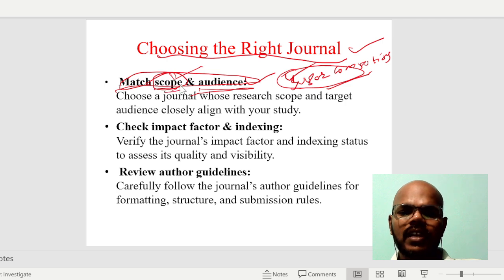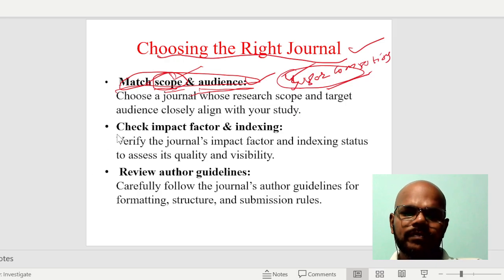Every journal has a scope, and the scope is written on the journal website. You have to go through that, then you may submit. In coming videos we will discuss in a practical way how to submit the paper in a better manner, like how to choose the journal scope and how to follow the guidelines of the journal. All these things we will discuss.